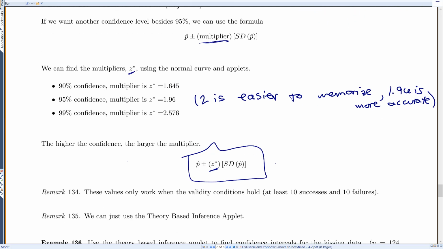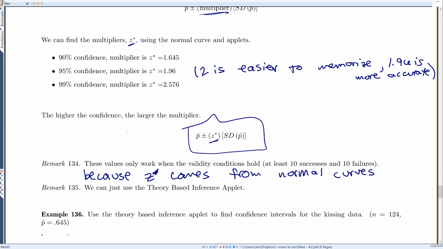Again, these values only work when the validity conditions hold, at least 10 successes and 10 failures, because these values come from a normal distribution. Because the z star comes from the normal curve. And if you don't have at least 10 successes and 10 failures, then the sampling distribution of possible sample proportions won't look like a normal curve, and so these z star values that we found aren't going to be accurate. Again, we just use the theory-based inference applet. We don't have to do any of that by hand.